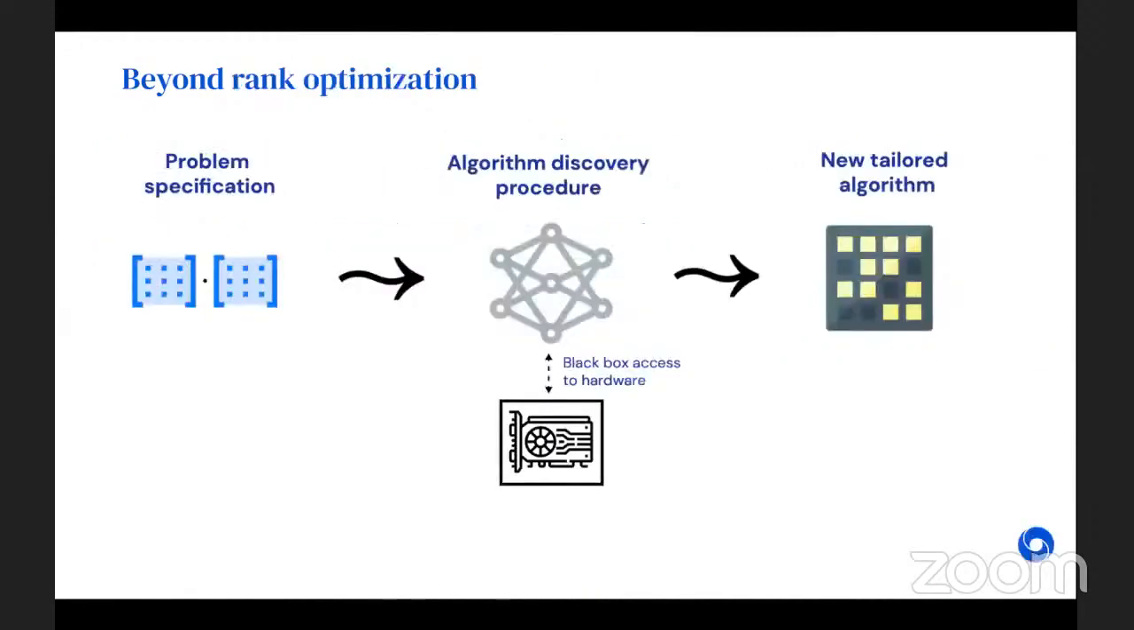So what I've talked about so far is to optimize the rank, which corresponds to the asymptotic complexity of these algorithms. Now, because reinforcement learning is so generic, you can really consider any function in your reward, right? You can consider things that are as wild as the actual runtime of the algorithm on a specific hardware, and then you can feed that back to the reinforcement learning procedure, and then it would be guided towards algorithms that are actually faster on that hardware that you care about. We added that in addition to the rank optimization.